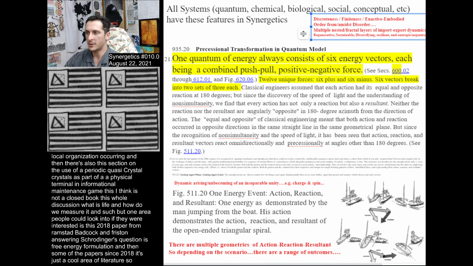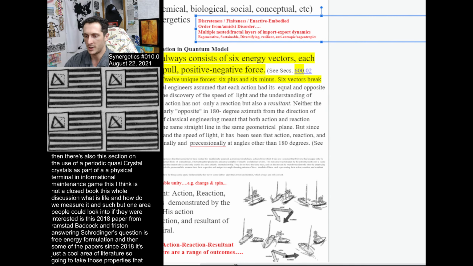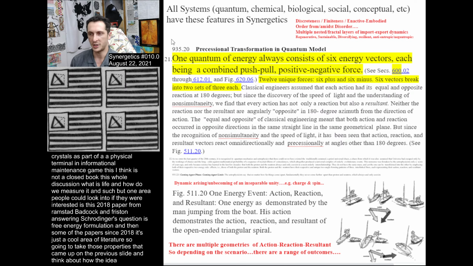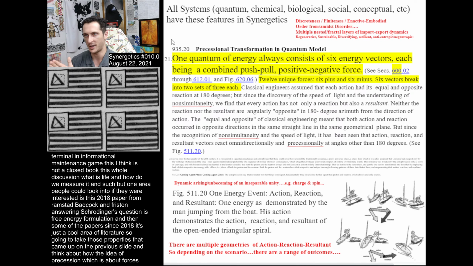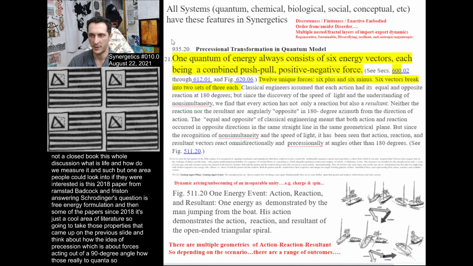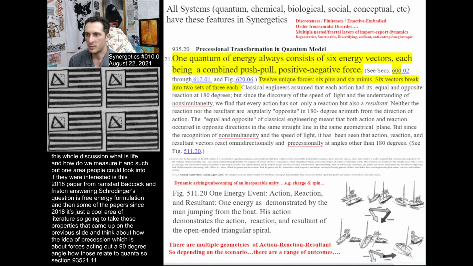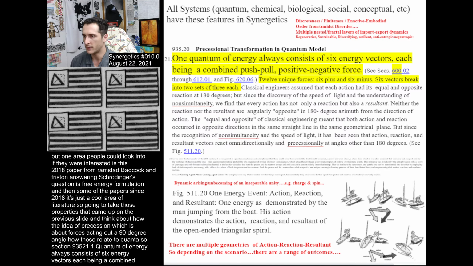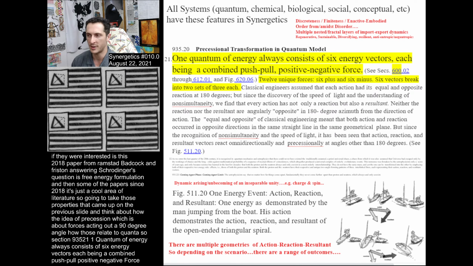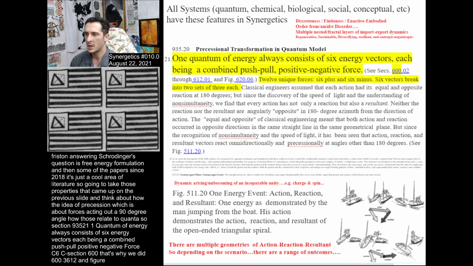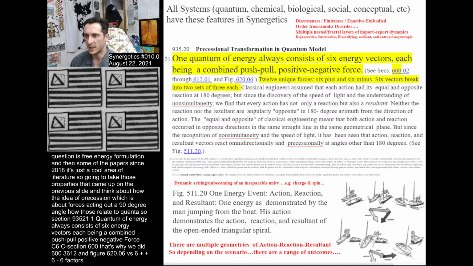So I'm going to take those properties that came up on the previous slide and think about how the idea of precession, which is about forces acting at a 90-degree angle, how those relate to quanta. So section 935.21. One quantum of energy always consists of 6 energy vectors, each being a combined push-pull positive-negative force. See section 600, that's why we did 600, through 612, and figure 620.06. 12 unique forces, 6 plus and 6 minus. 6 vectors break into 2 sets of 3 each.